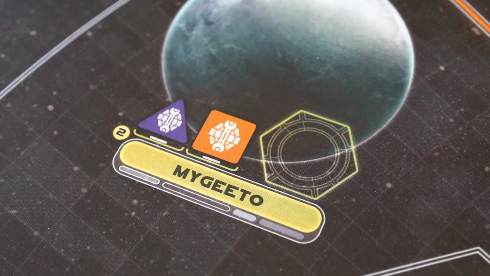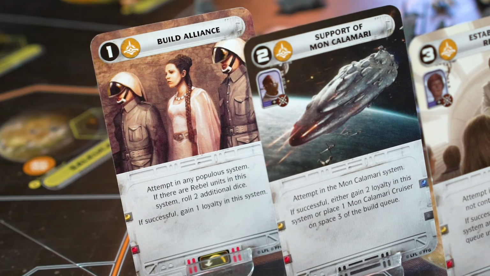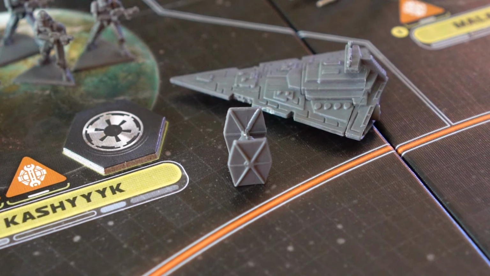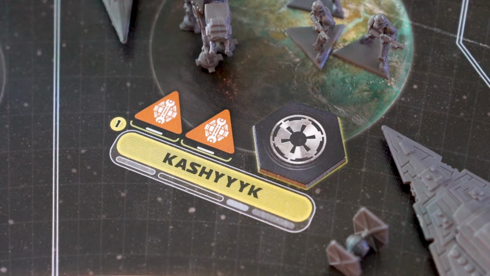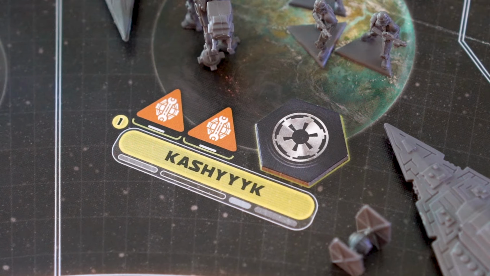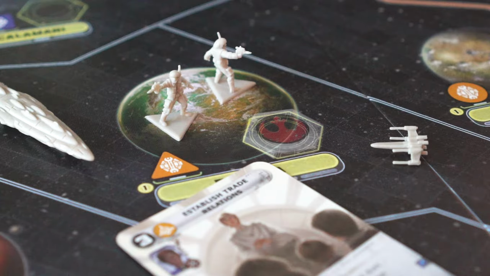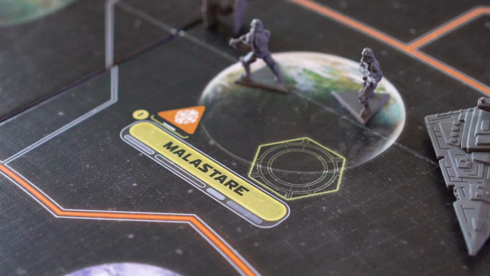No loyalty markers represents a neutral system. Players gain loyalty in a system by performing diplomacy missions. Once a player has the loyalty of a system, they are able to use that system's resources to build units. Whenever a player gains one loyalty in a neutral system, they place their marker in the system. If a player gains one loyalty in a system loyal to another player, that system instead becomes neutral.